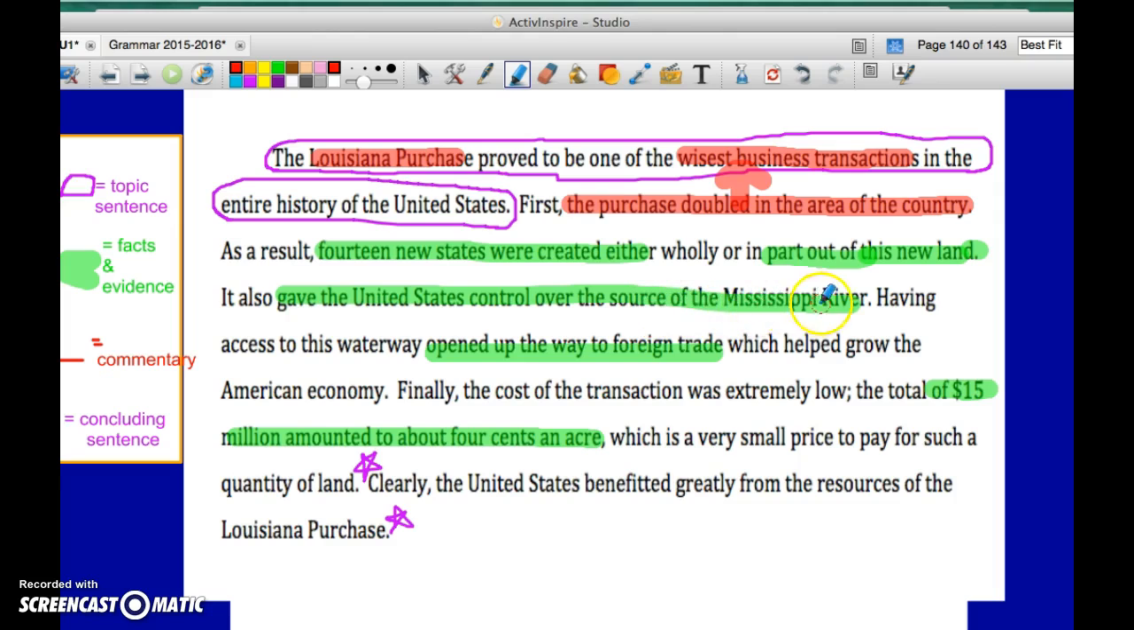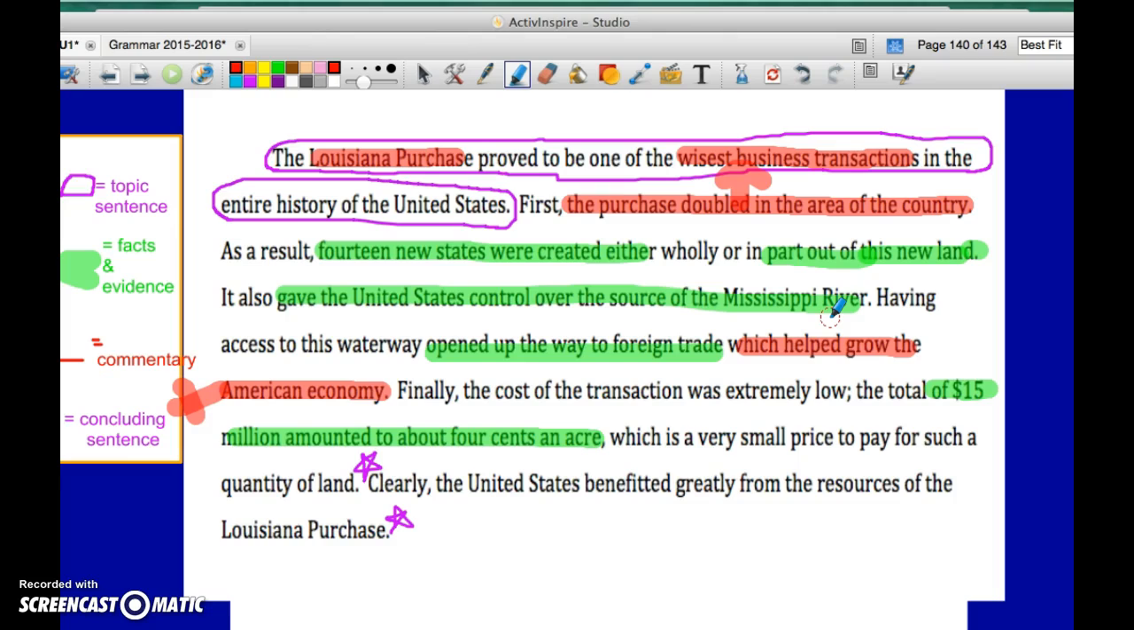Next, if we look at the next piece of evidence, where the United States got control over the source of the Mississippi River, which helped open up the way to foreign trade. At the very end of that sentence, there's another positive for America, which helped grow the American economy. So again, this last part of this sentence helps connect back to the main idea. It was a wise business transaction. In other words, it was good because it helped the American economy.